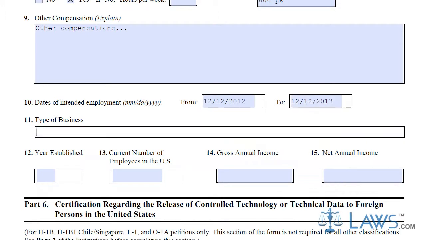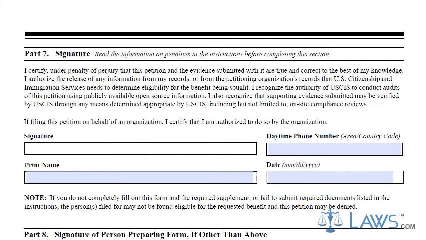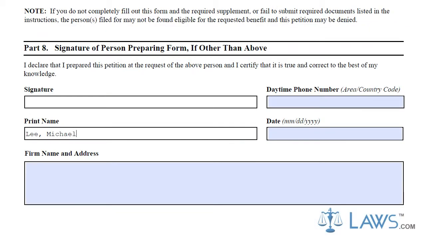Part 6 requires the employer to certify that they will comply with all technological data release regulations. The employer must indicate whether a license from the U.S. Department of Commerce is needed for this type of employment. Page 6 requires signatures and certifications of the employer as well as the preparer of the form if someone other than the employing entity filled it out.